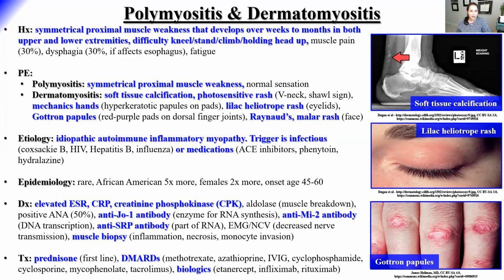50% of patients will have a positive ANA, and there are a couple of antibodies that are also positive for this. So an anti-Jo, an anti-Mi, an anti-SRP. On nerve conduction study, they may have decreased nerve transmission because of the inflammatory process in the muscles. And then the definitive criterion for this one is going to be a muscle biopsy that on the cellular level will show inflammatory process, necrosis, and monocyte invasion of that muscle tissue. Treatment for this is going to be pretty similar to our algorithm. So we've got prednisone as our first line, DMARDs, and then our biologics.